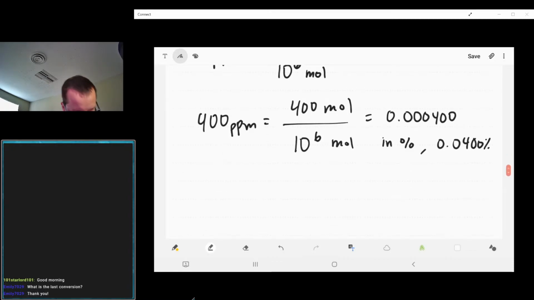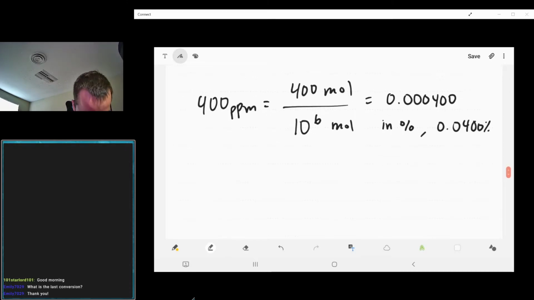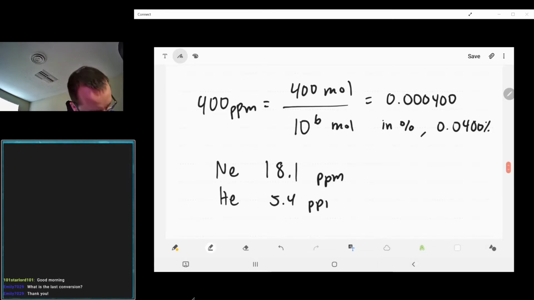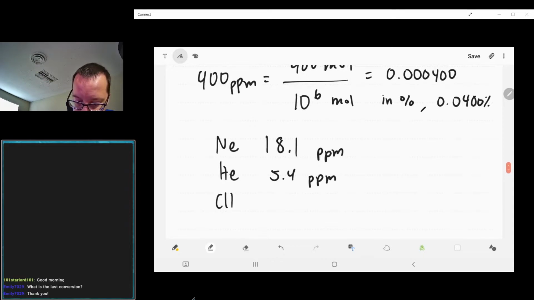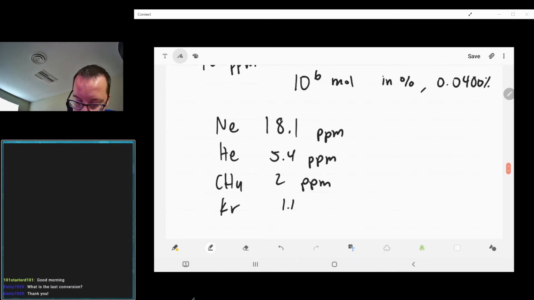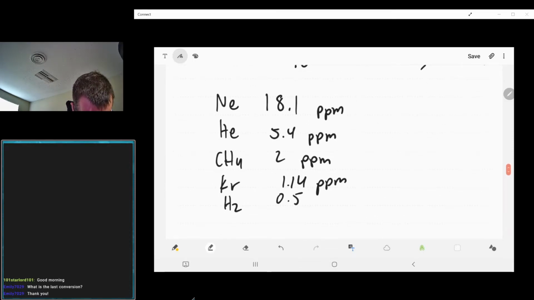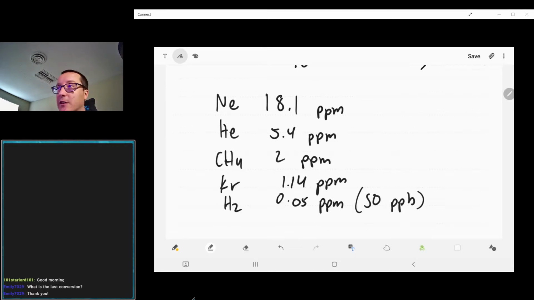Okay, so let's get some other kind of gases here. Just for your own information, what else do we have up here? Neon. We have roughly 18.1 ppm or so in our atmosphere. Helium, we have 5.4 ppm. Methane is 2 ppm, thereabouts. Krypton, 1.14. Hydrogen, 0.05, sorry. Or we could say 50 parts per billion instead. We could use that unit instead.